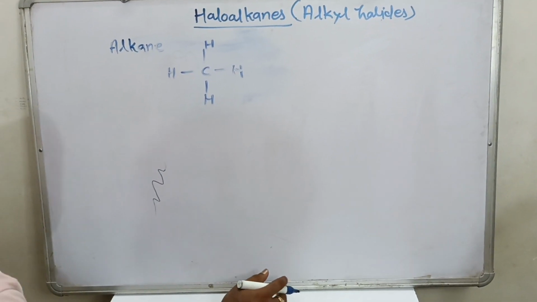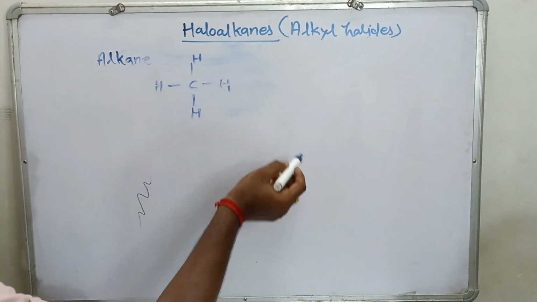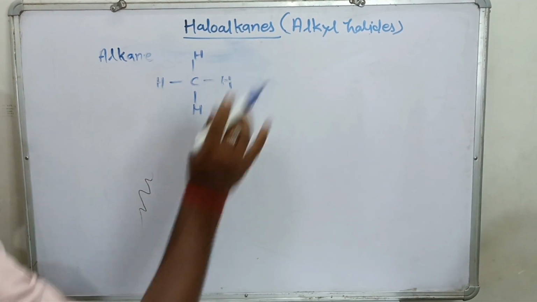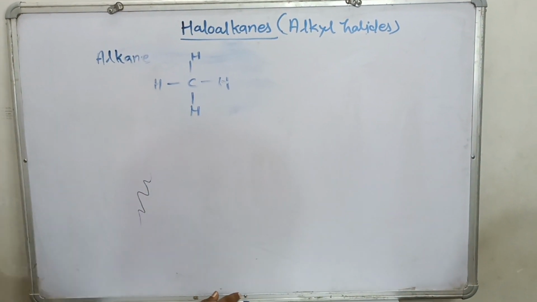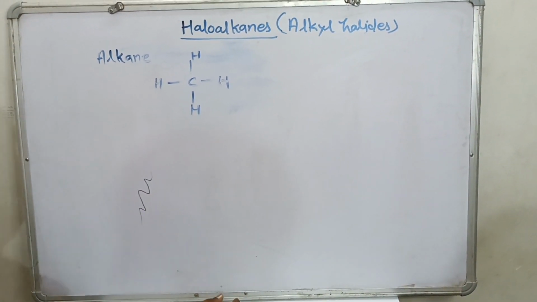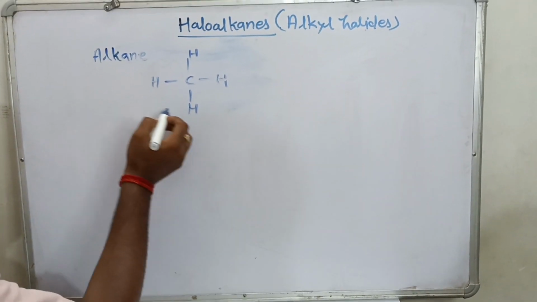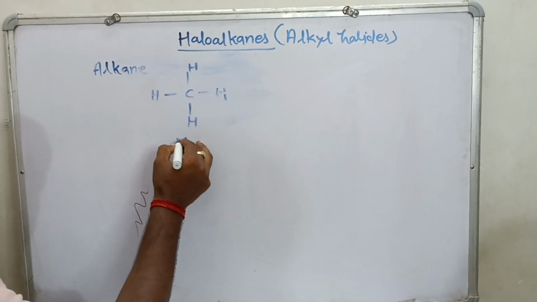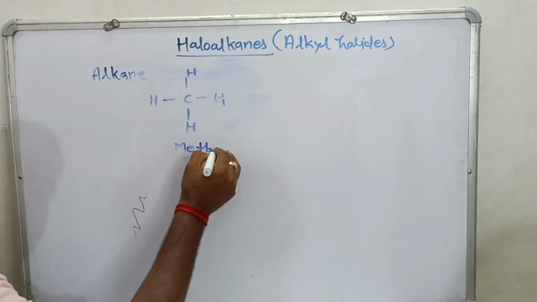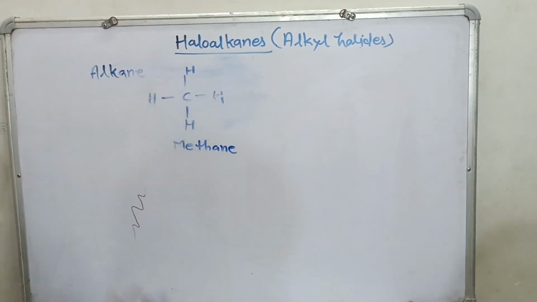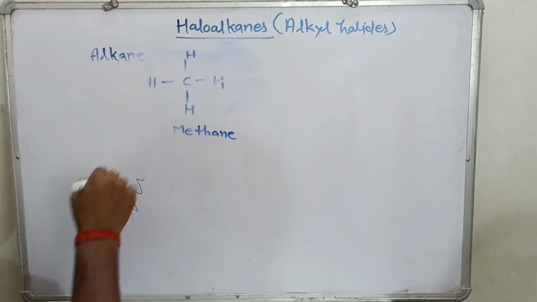So now I am going to start my topic, that is haloalkanes, and it is simply also known as alkyl halide. For the haloalkane, we should first know what an alkane is, and the simplest alkane is known as methane, in which a carbon atom is bonded to four hydrogen atoms.